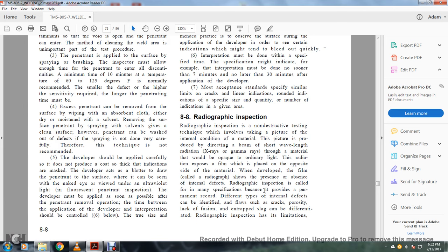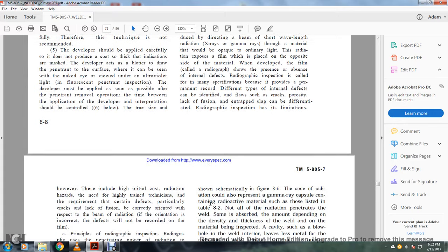Radiographical inspection is called for in many specifications, as it provides a permanent record of different types of internal defects. Flaws such as cracks, porosity, lack of fusion, and trapped slag can be identified. Radiographical inspection has limitations.